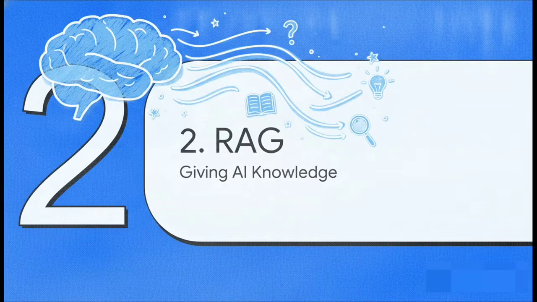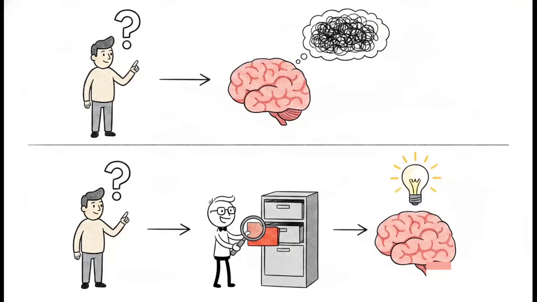Section 2, RAG, giving AI knowledge. Because, well, APIs alone don't make an AI smart, which brings us right to our second pillar. This solves a massive problem. An AI only knows what it was originally trained on. Without RAG, you ask an AI a question, it searches its internal memory, its training weights, and just spits out an answer. But what if you ask it about private company HR policies or a financial report from literally yesterday? It has no idea. It'll either guess or just straight up hallucinate.